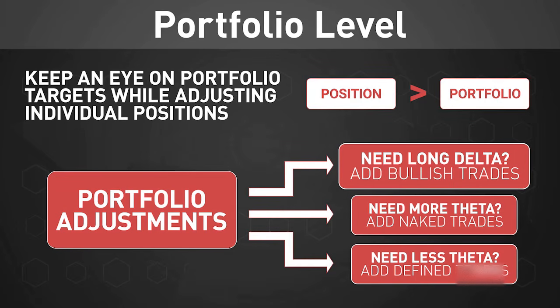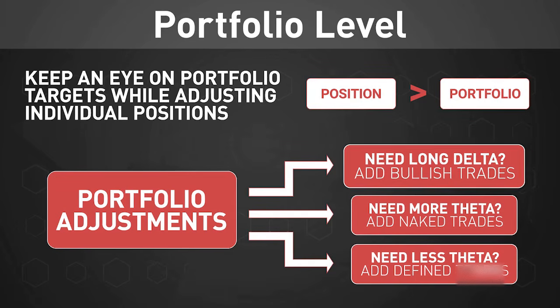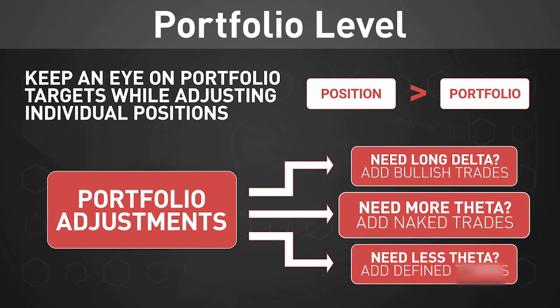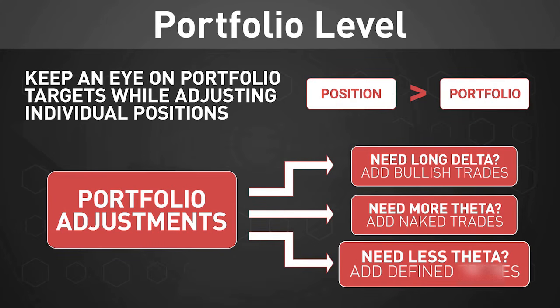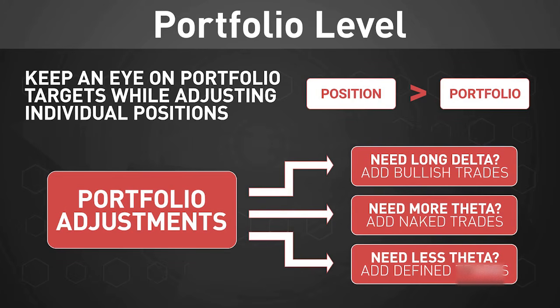You need positive delta? You add trades with a bullish bias. You need more positive theta? You add trades with positive theta, probably of the undefined risk nature so that you can build up theta more quickly. You have too much positive theta? Hey, you can close some of your existing trades, also probably undefined risk, or you can add new trades that are more defined risk so their theta impact won't be too significant.